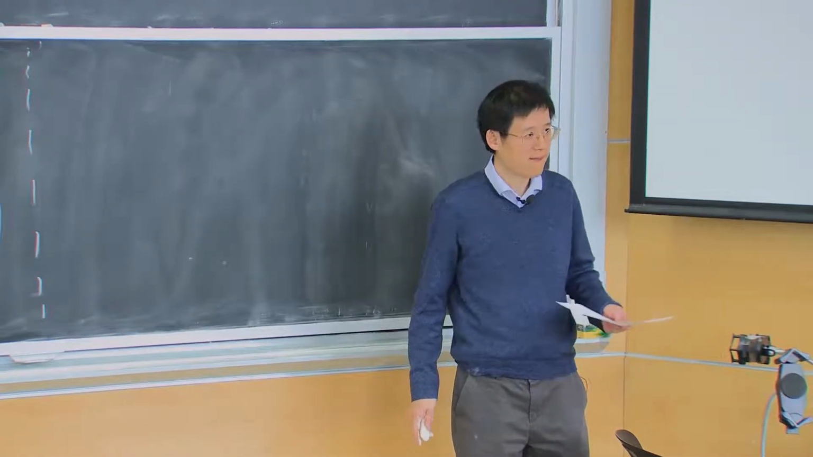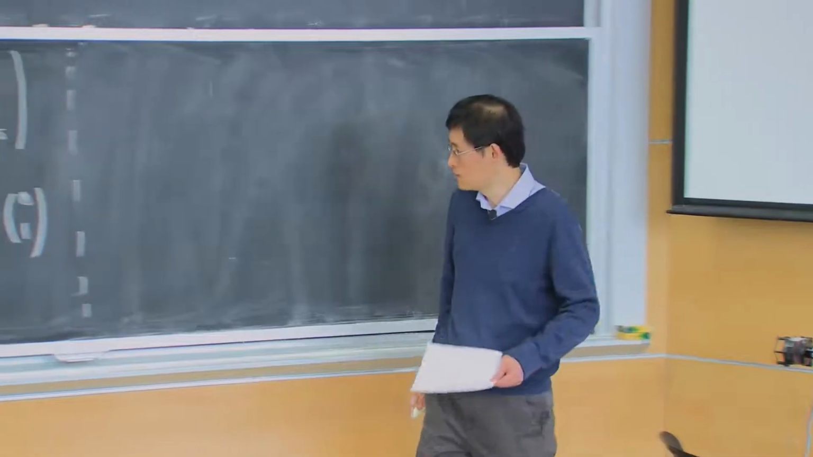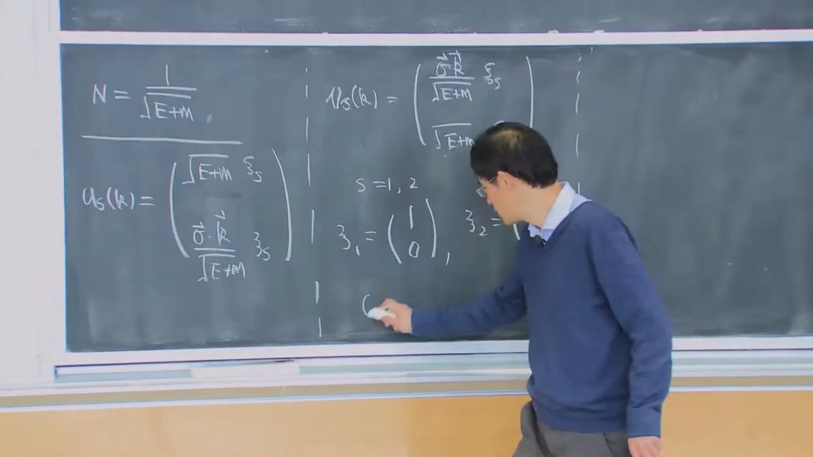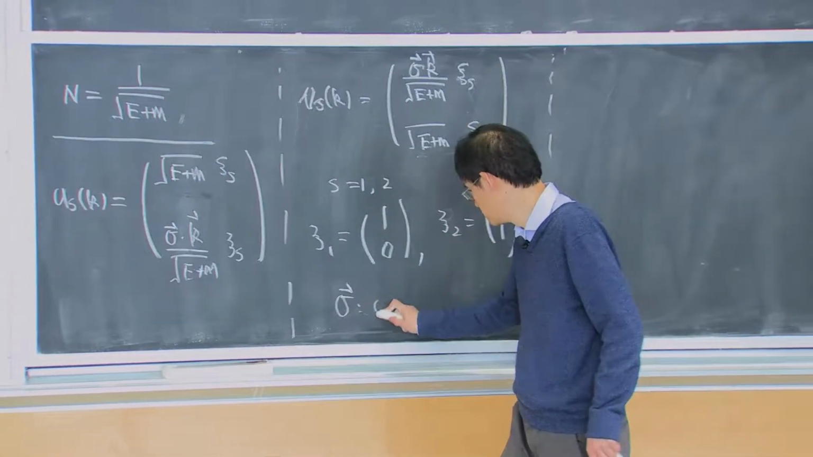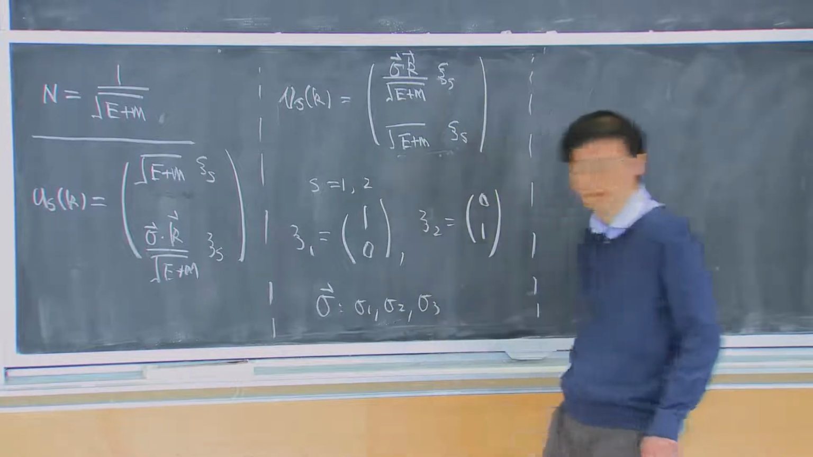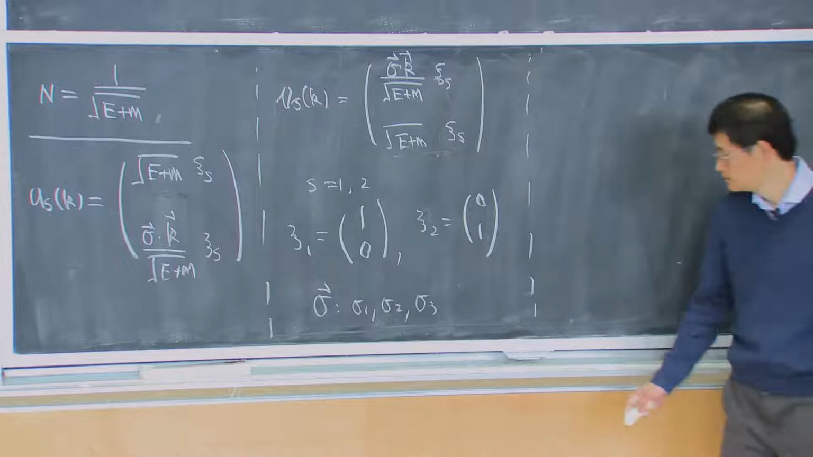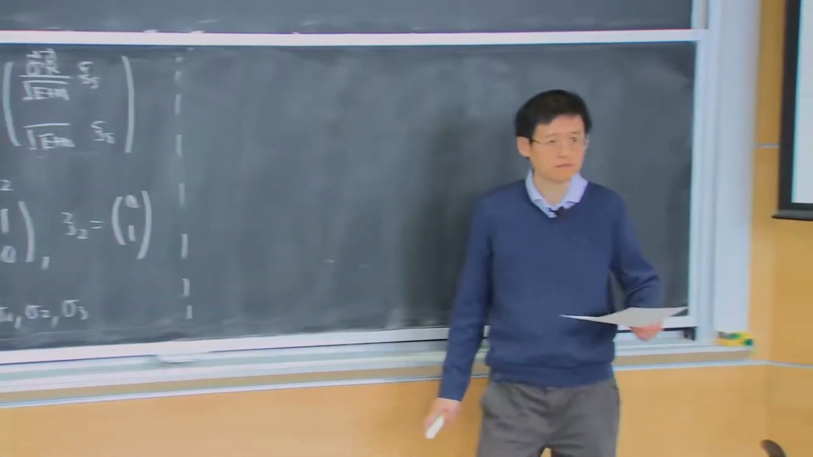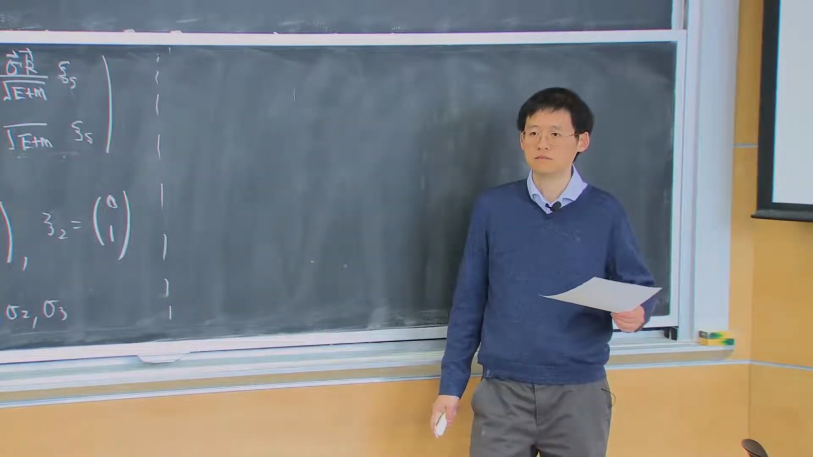Yes, what's sigma? Oh, sigma is just the sigma matrices. This sigma is just the Pauli matrices: sigma 1, sigma 2, sigma 3, the Pauli matrices. Good?